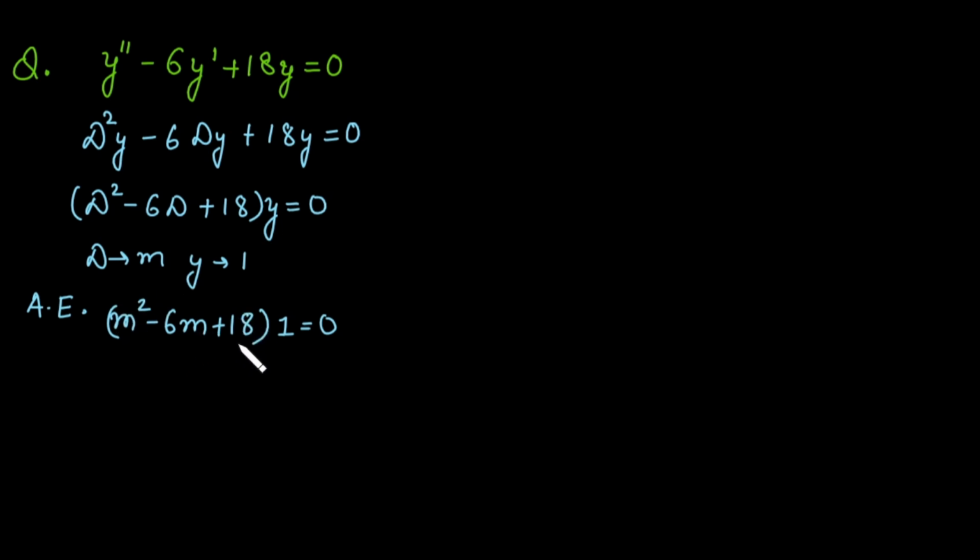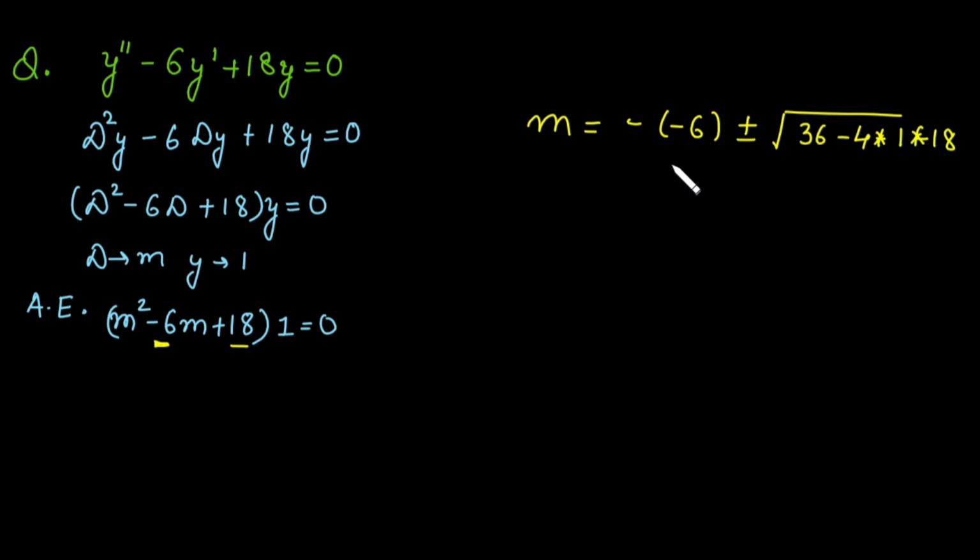Now find the roots of this one. For that, find two numbers whose product is 18 but the sum is 6. So we have no two such integers such that the product is 18 but the sum is 6. So we will use the formula in this case. The root is equal to minus of b. What is the value of b? That is minus 6, plus minus under root b square, that is minus 6 square, that is 36, minus 4 into a is 1, into c, that is 18, divided by 2 into a, that is 1.